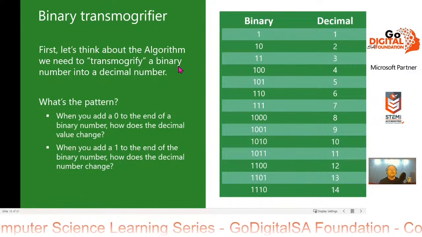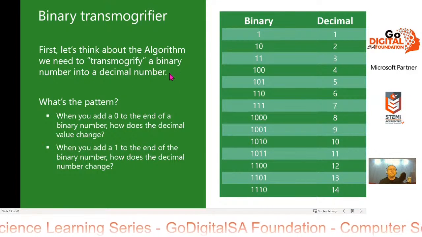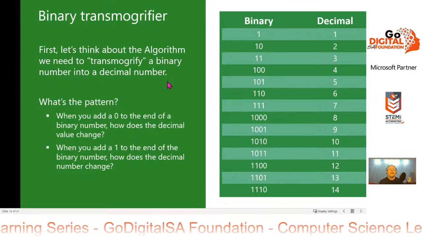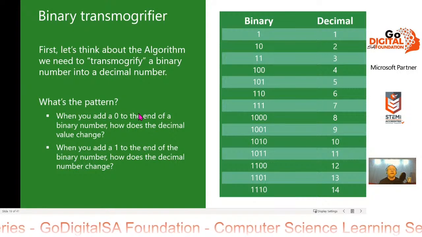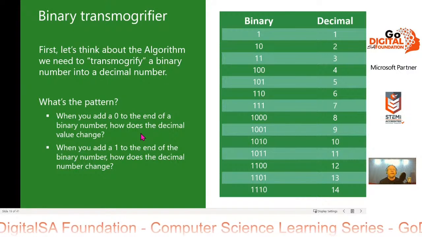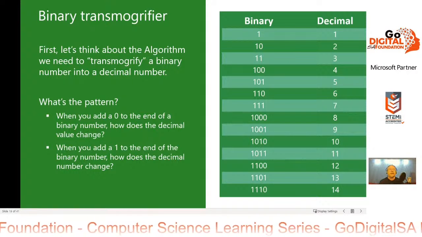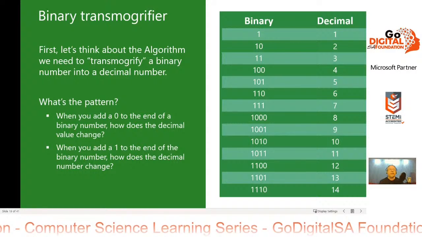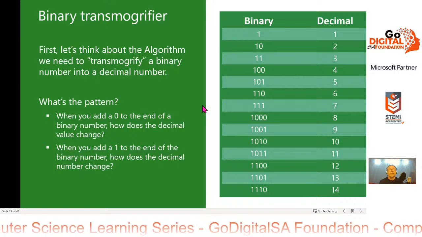Okay, so first let's think about the algorithm we need to transmogrify a binary number into a decimal number. What is the pattern? When you add a 0 to the end of a binary number, how does the decimal value change? When you add a 1 to the end of a binary number, how does the decimal number change?